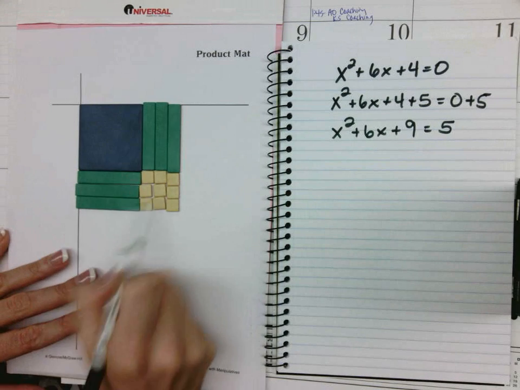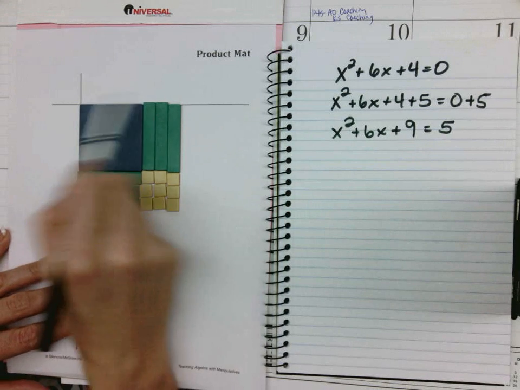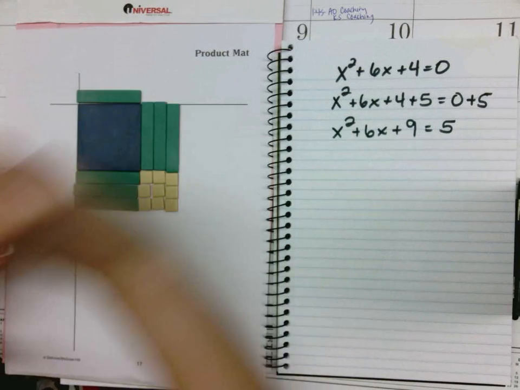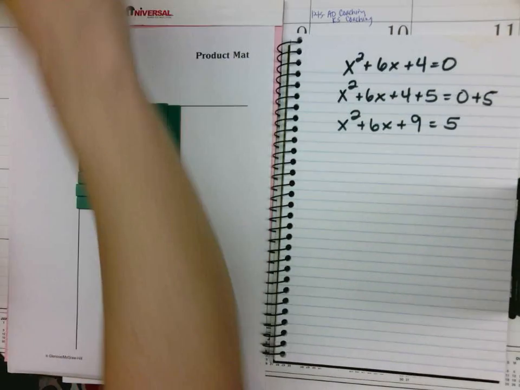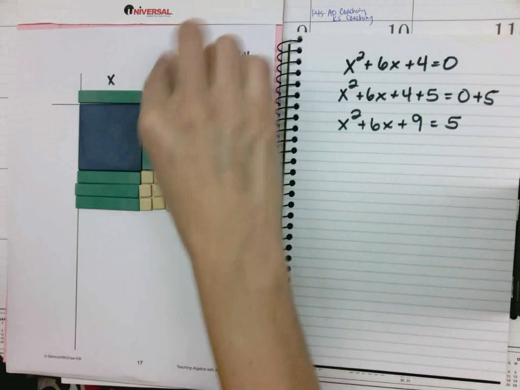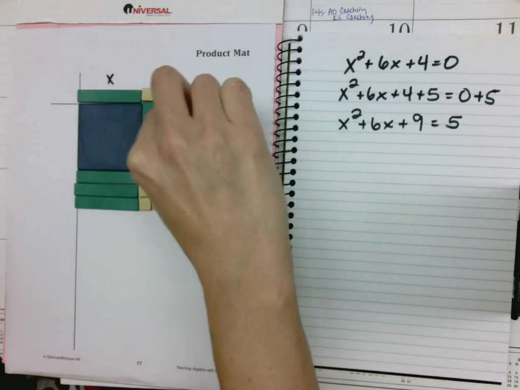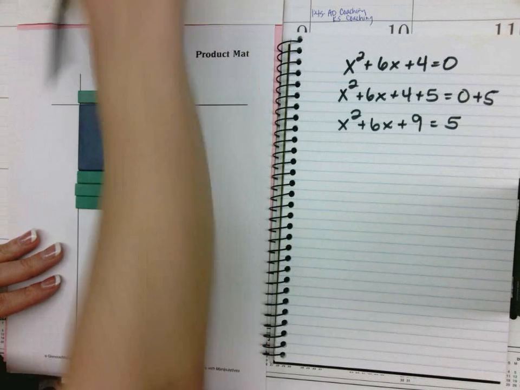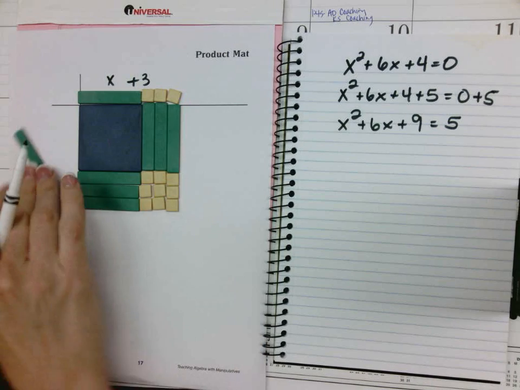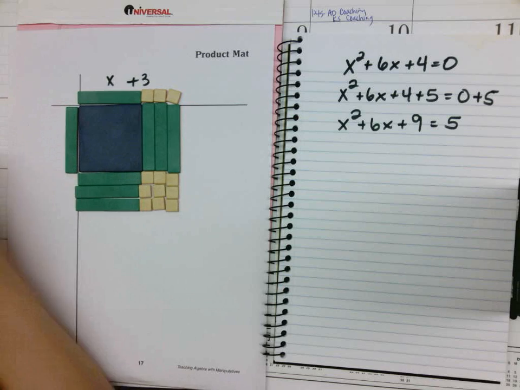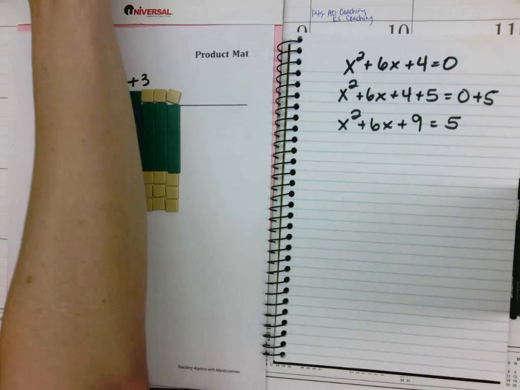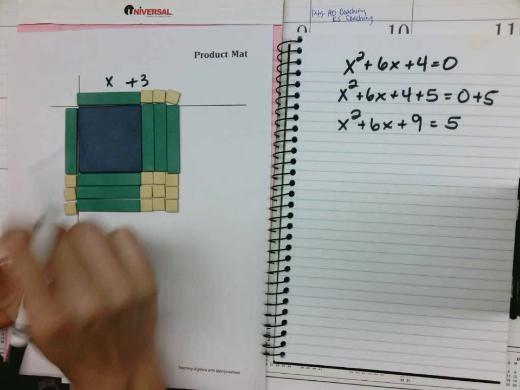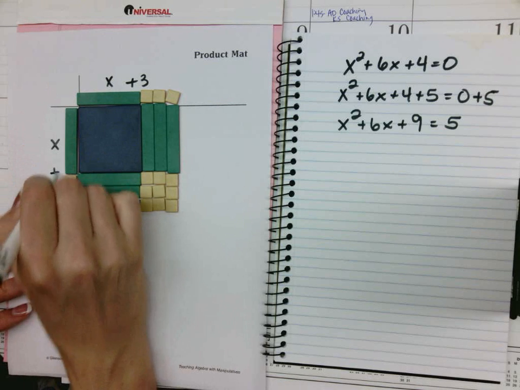Now, because this is now a square and I can very easily find the dimensions of that square, I can tell you that this dimension is x and this dimension is 3. So I have 3 units right here. So the top dimension is x plus 3. And along the sides, I'm also going to see that I have an x and I have 3 unit tiles right here. So this dimension is also x plus 3.